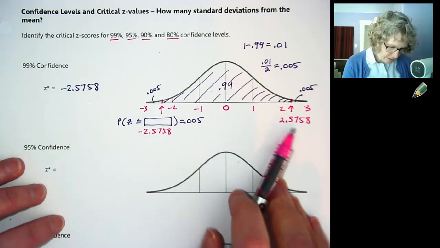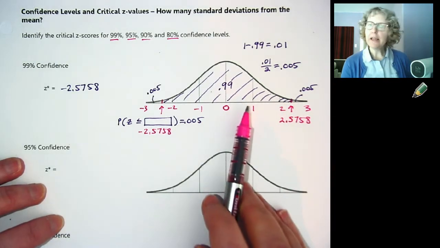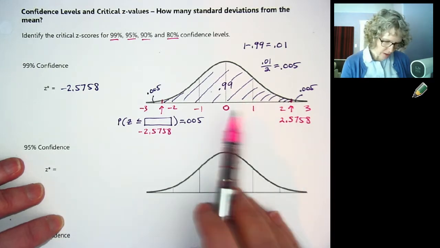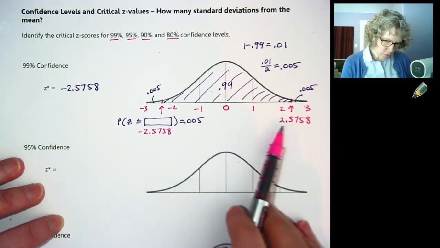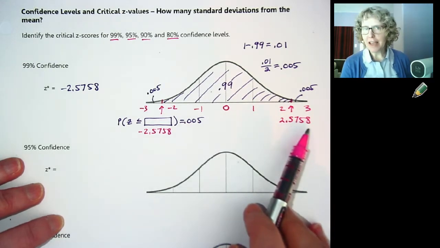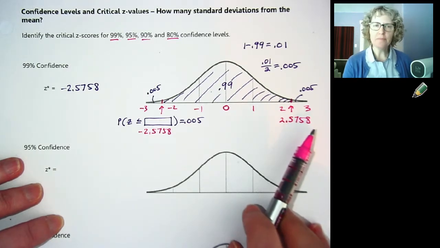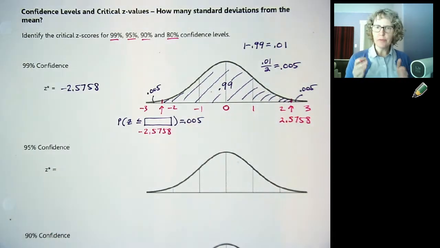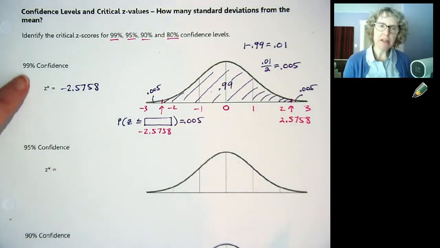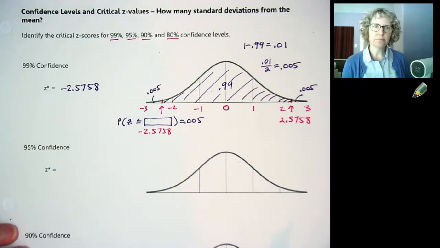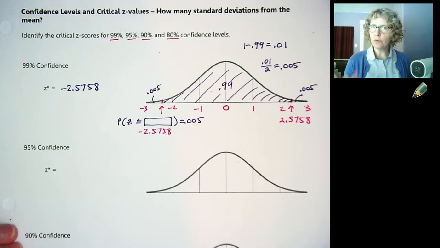So what that tells us is 99% of the area is within 2.5758 standard deviations of the mean. Okay, so we're going to be using that number because we want to make our margin of error go out that many standard deviations if it's 99% confidence. Okay, let's do the next one, or if you want to try it yourself, just pause it and do them all yourself.